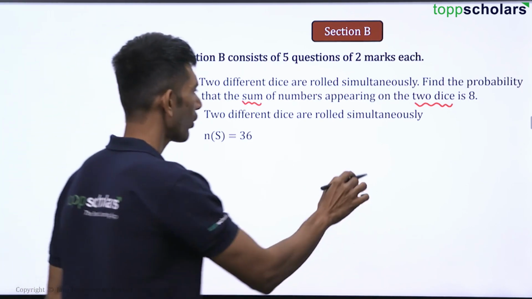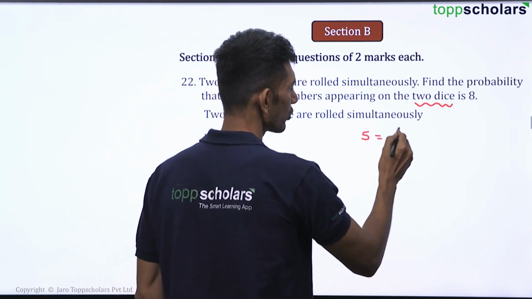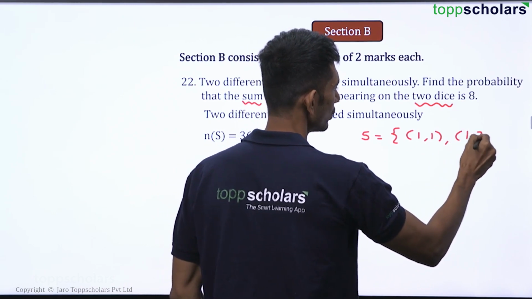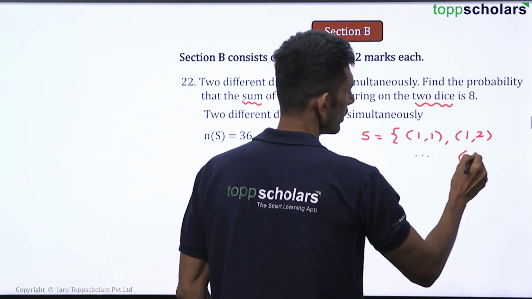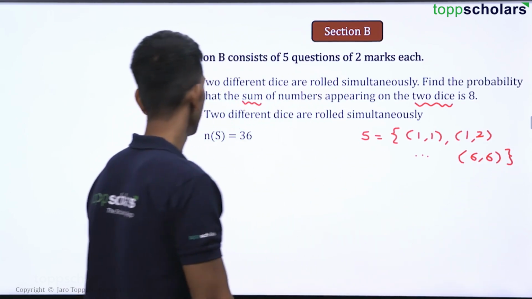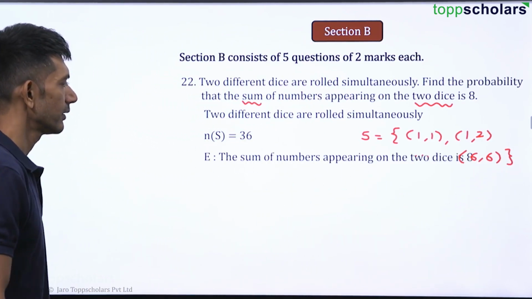How? I'm not writing it down entirely, but please make sure you do that in the exam because it starts with (1,1), then (1,2), and all the way it will go till (6,6). Correct? So n of S is 36.